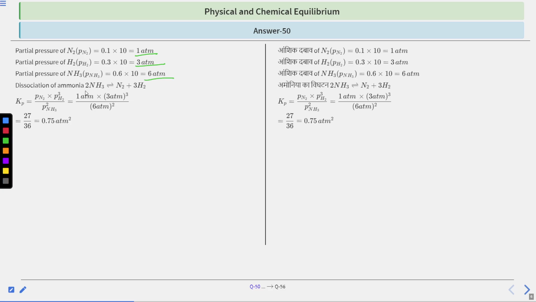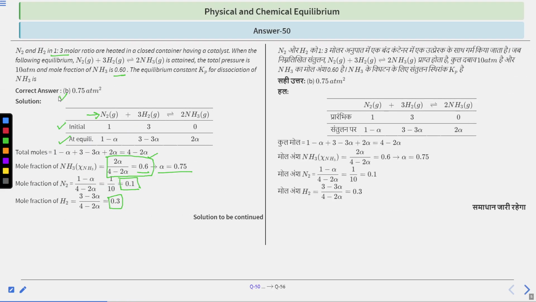Now, if we have to calculate the dissociation constant of ammonia, this is the reaction for dissociation of ammonia, which is 2NH3 dissociating into N2 plus 3 molecules of H2. Now Kp for this reaction will be products' pressure divided by reactants' pressure. So P of N2 multiplied by pressure of H2 whole cube divided by pressure of NH3 whole square. So on putting values of all the partial pressures, we have Kp equal to 27 divided by 36, which is equal to 0.75 atmosphere square. And thus, our correct option is option B, 0.75 atmosphere square.